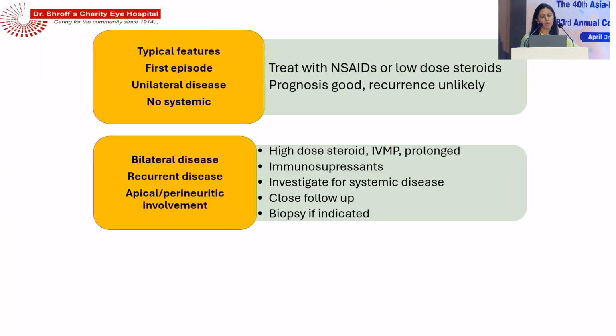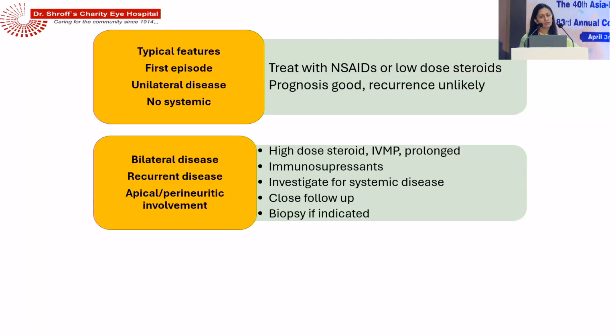Just quickly going into the algorithm, I'll finish here. If there are typical features, if it's a first episode of inflammation, it's a unilateral disease, and there is no systemic evidence of any other cause for the inflammation, we treat this patient with either non-steroidal or low-dose steroid, depending on the severity of the inflammation. Recurrence is very unlikely in a typical case. If it responds, then it's fine, we don't have to do anything else.